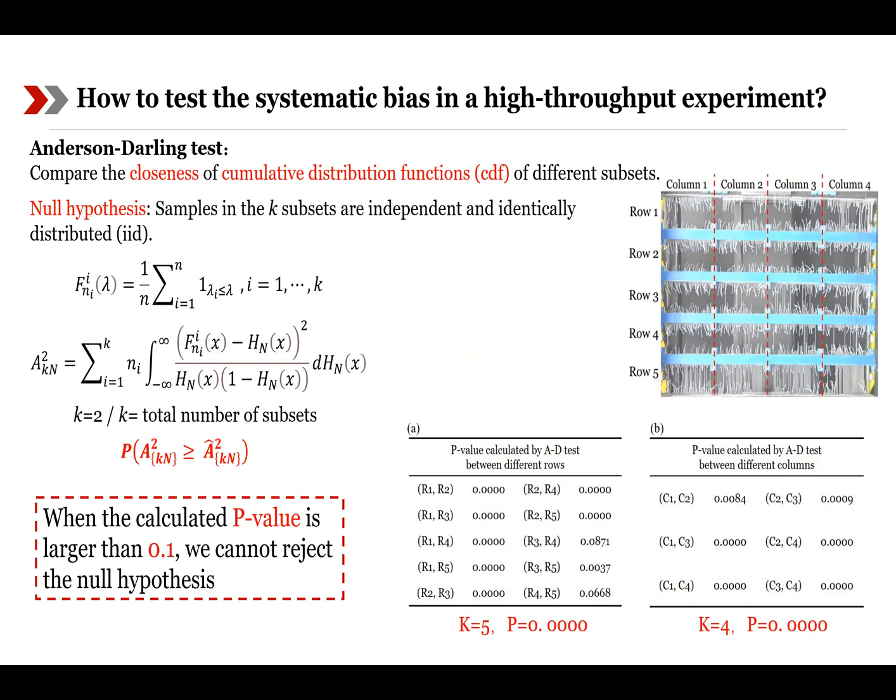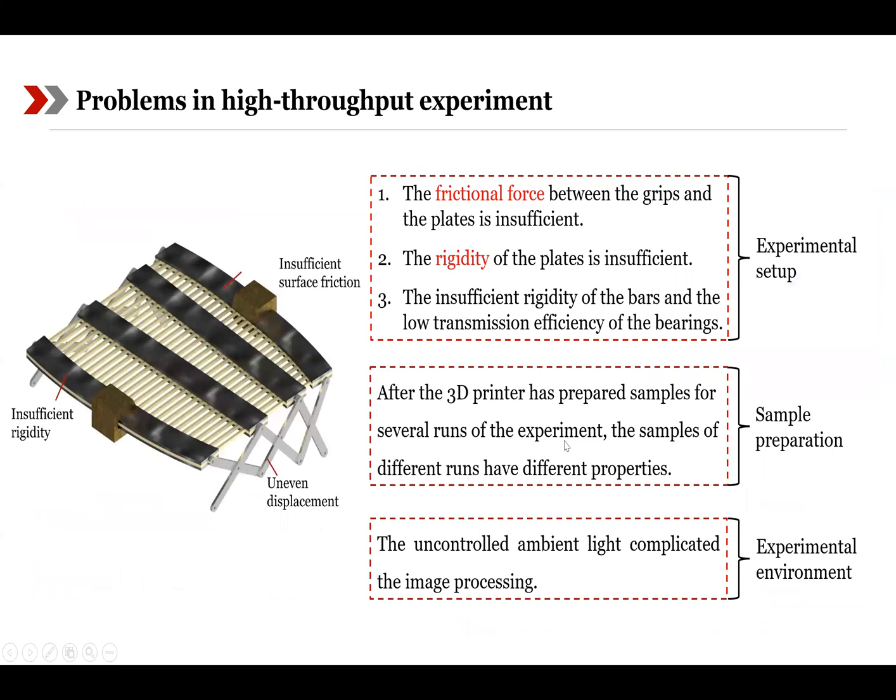However, all the p-values calculated using the data of these 5 rows and 4 columns are smaller than 0.1, which indicates that the distributions of the 5 rows or 4 columns are significantly different. The above statistical analysis has shown that the data obtained in the previous high-throughput experiment are not IID. We checked the previous experimental setup and found 3 problems that cause the data inconsistency.